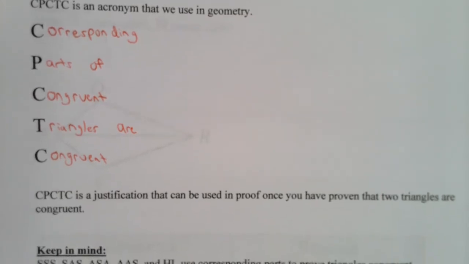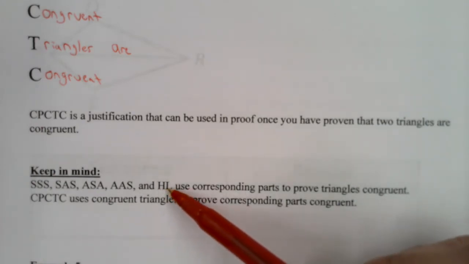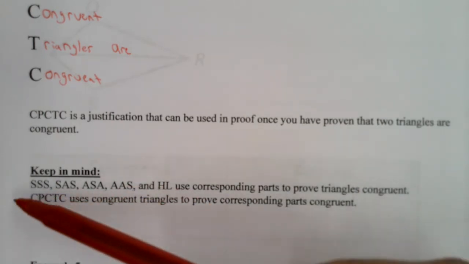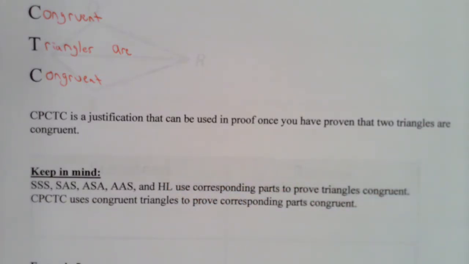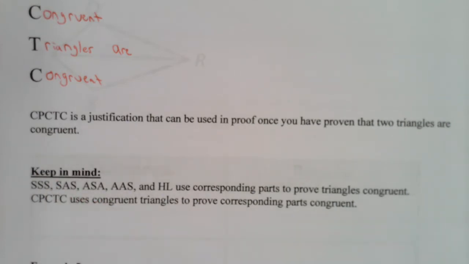So keep in mind, you use side, side, side, side, angle, side, angle, side, angle, angle, angle, side, and hypotenuse, leg, which is the last shortcut, which we're going to do next class, I believe. So we haven't done that one yet. But these are the 5 reasons you use when you want to say 2 triangles are congruent. Think back to the last 2 lessons. Whenever you want to prove 2 triangles are congruent, you always end with one of these justifications.